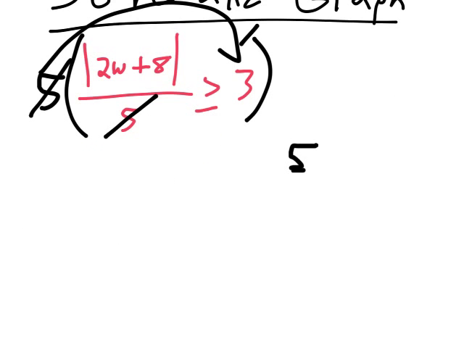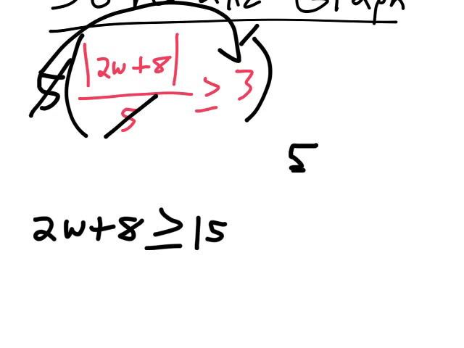So now that the absolute value symbol is by itself, we can proceed in two ways. We can do it once as if there wasn't an absolute value symbol, 2w plus 8 is greater than or equal to 15. And do it once as if the right side, that's supposed to be a w. Then we do it once if the right side had a negative sign in front of it. In order to account for that, we also have to flip the symbol.